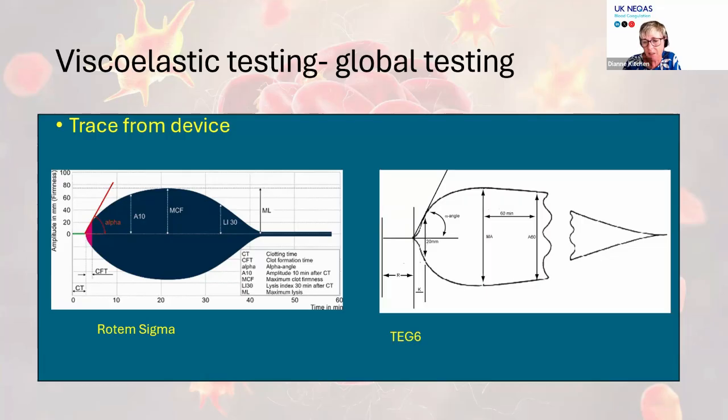And we can then measure the angle for both of these. The steeper the angle, the quicker the clotting. Then for the Sigma, we measure maximum clot formation, MCF, or for the TEG, it's called MA, maximum amplitude. Once you've reached your maximum, if you leave it long enough, you start getting the lysis, and the curve starts to go down again as the clot's broken up, and you get lysis parameters.